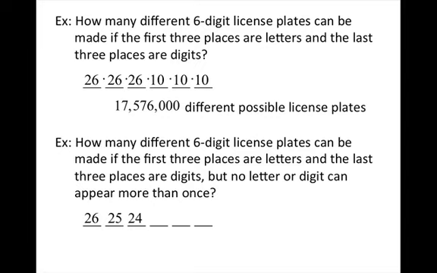Now the last 3 positions are digits. So for my first position for the digits, I have all 10 digits to choose from. For my second position, I can't use the digit that I just used, so I only have 9 left to choose from. And then for the last digit, I can't use the previous 2 digits, so I just have 8.